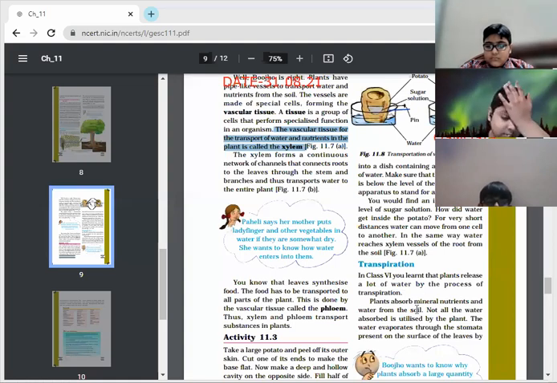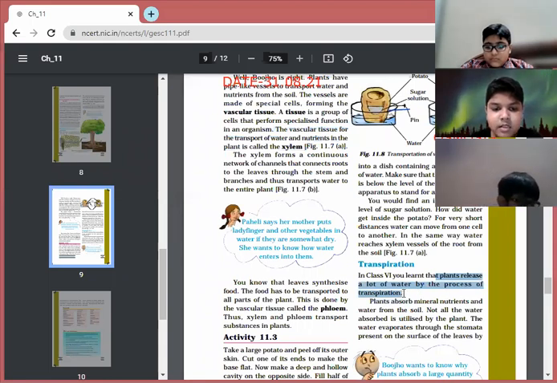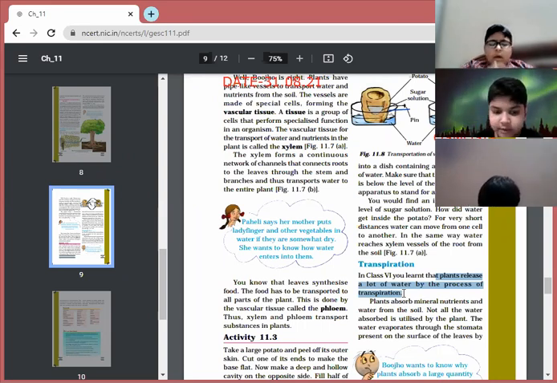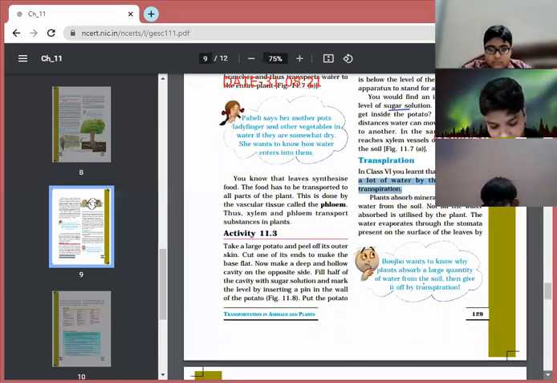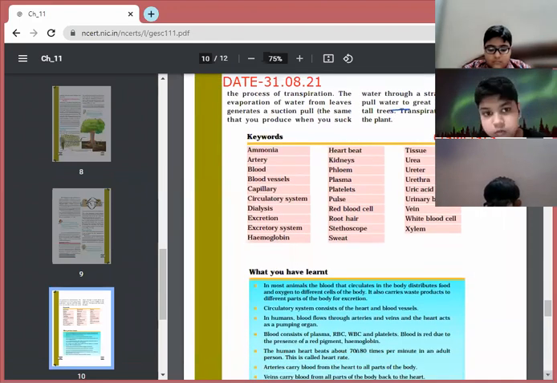Next, one more thing is transpiration. This is a very interesting process. Plants release water by the process of transpiration. Children, you know, suppose plants need very little water. Sometimes we give a full mug of water to the plants, but the plants don't need that. So what happens to that water? The excess water is released by the process of transpiration. Plants absorb water and minerals from the soil. All the water is not utilized. The water evaporates through the stomata present on the surface of the leaves by the process of transpiration.